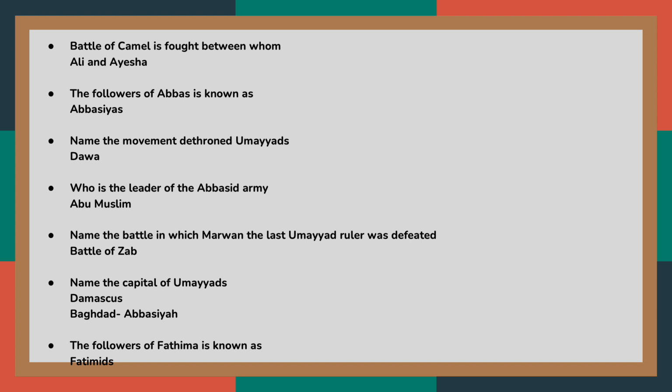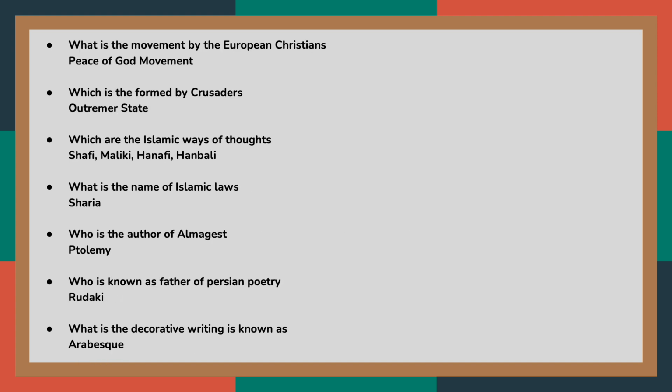The followers of Fatima are known as Fatimids. Peace of God movement was by the European Christians. Outremer is the state formed by the crusaders. The Islamic schools of thought are as follows: Shafi, Maliki, Hanafi and Hanbali. Sharia is the Islamic law.